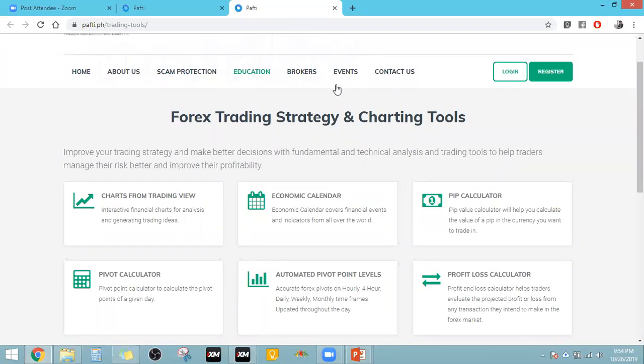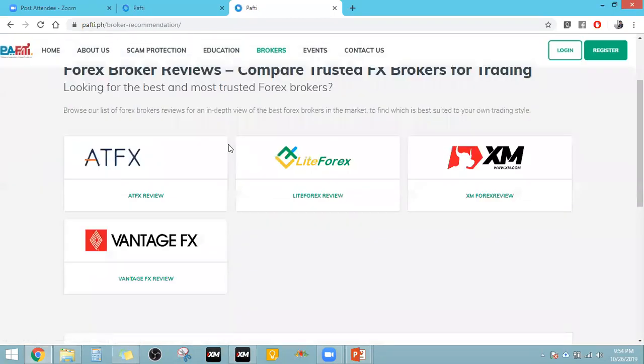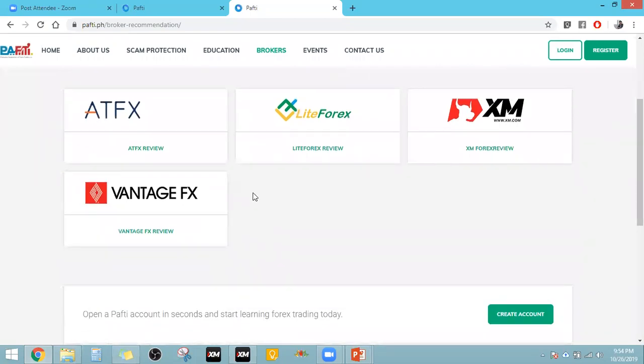And number two, maraming nagtatanong regarding brokers. So, we have our broker reviews here already. Nandyan naman yung mga brokers natin. You can read up on the reviews there. You can check them out. Plus, we, as PAFTI, we get a lot of perks with these brokers.